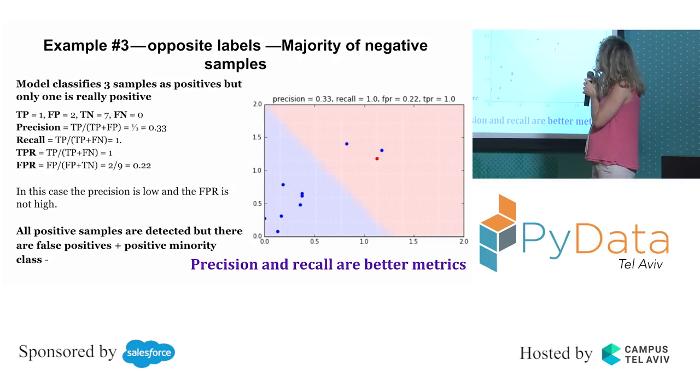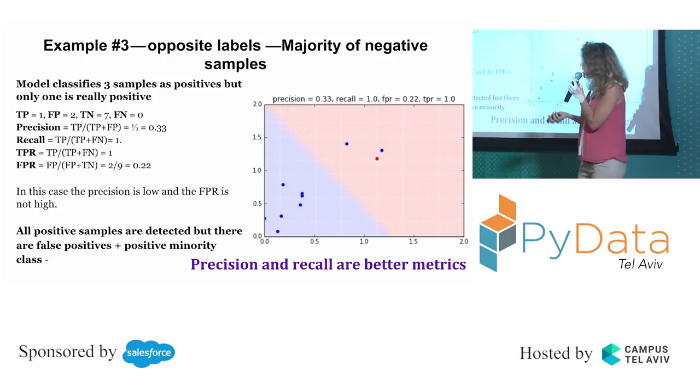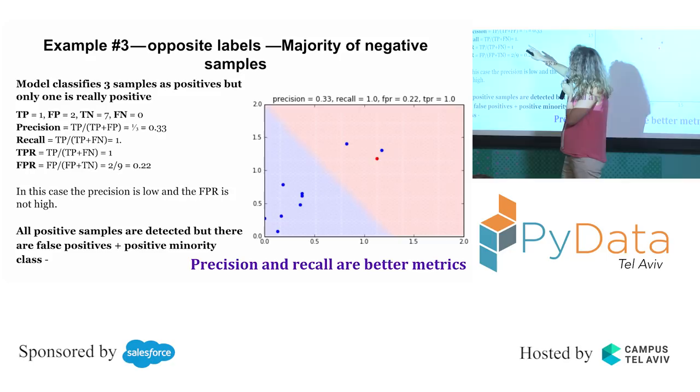So if I have a majority of negative samples and a minority of positive samples, and we classify all the samples as positive, but only one is really positive, again, a very bad model. In this case, we see the true positives and false positives, I'm sorry, these are all the metrics we calculate.